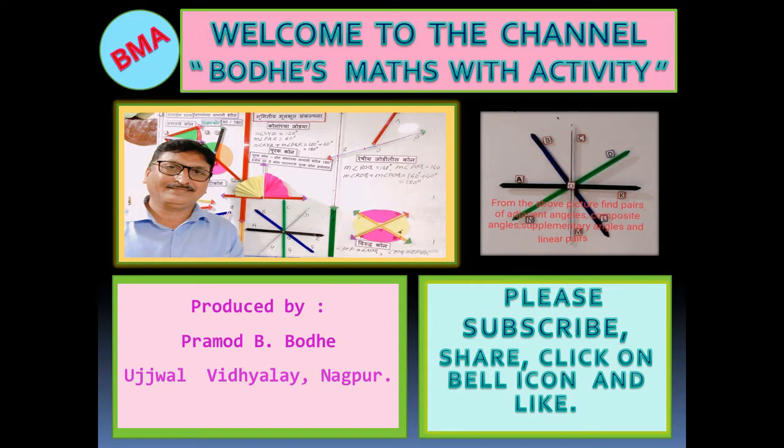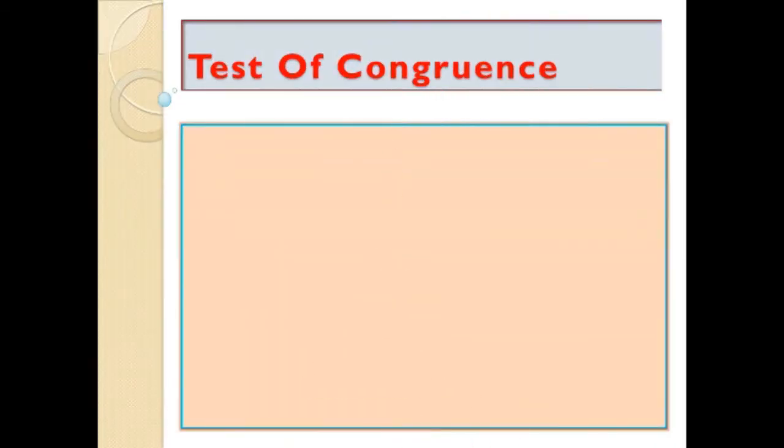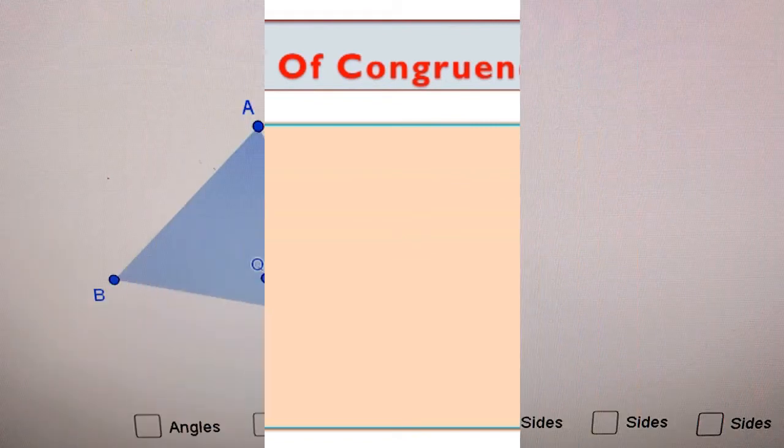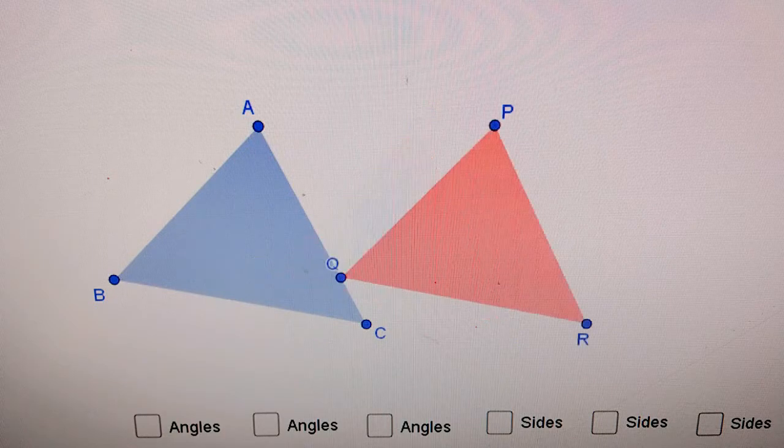Well students, today we are going to learn about congruency and tests of congruency. Before that, we have to see one video. Students, you all know that whenever two figures coincide with each other, their corresponding elements are congruent. That means their measures are equal. Now you have here two triangles, triangle ABC and triangle PQR. Please watch this video.